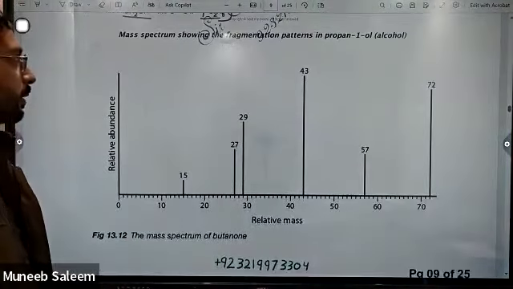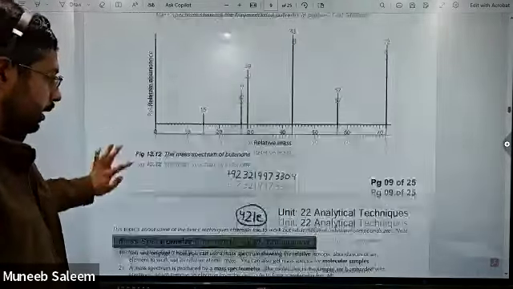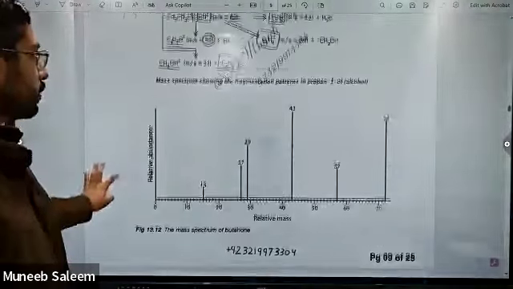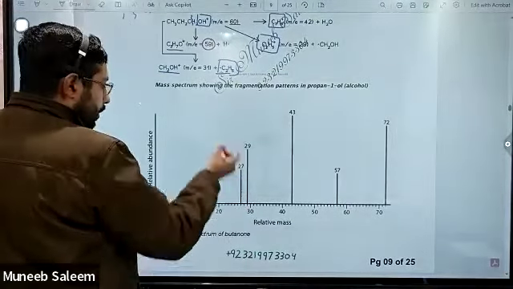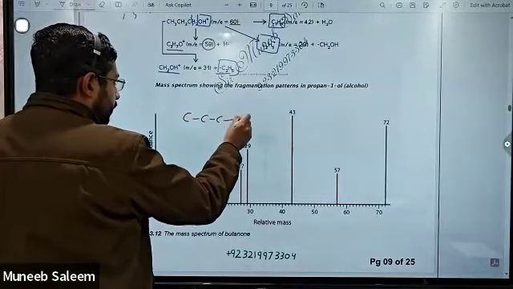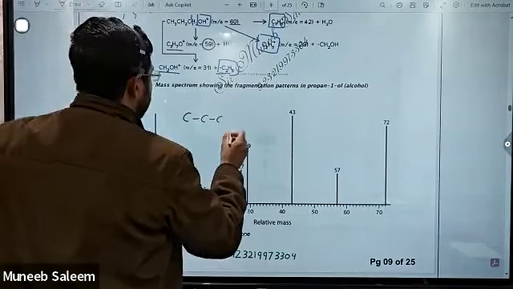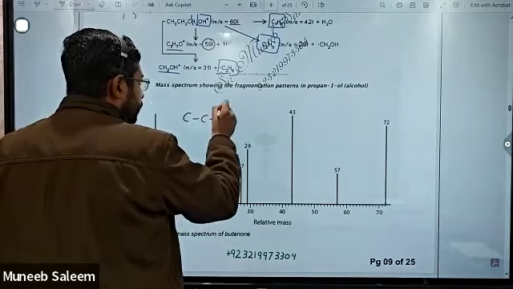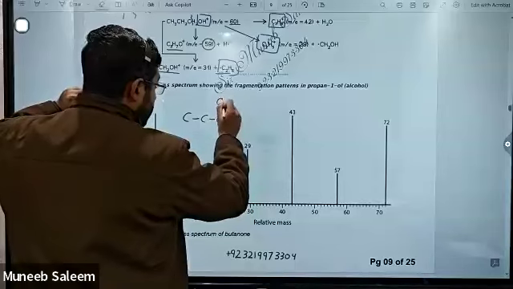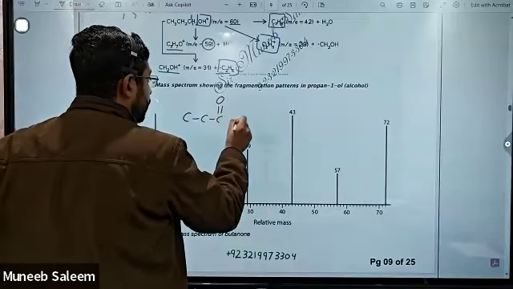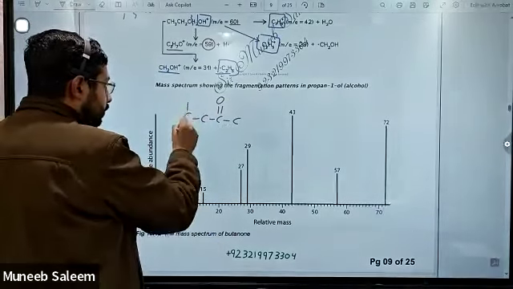Now this mass spectrum is of butanone, which means you are supposed to find some fragmentation values from here as well. And this is kind of a practice. Butanone has 4 carbon atoms, and butanone is basically a ketone. So you're supposed to find the functional group of ketone. Now you have to do the fragmentation for this ketone.